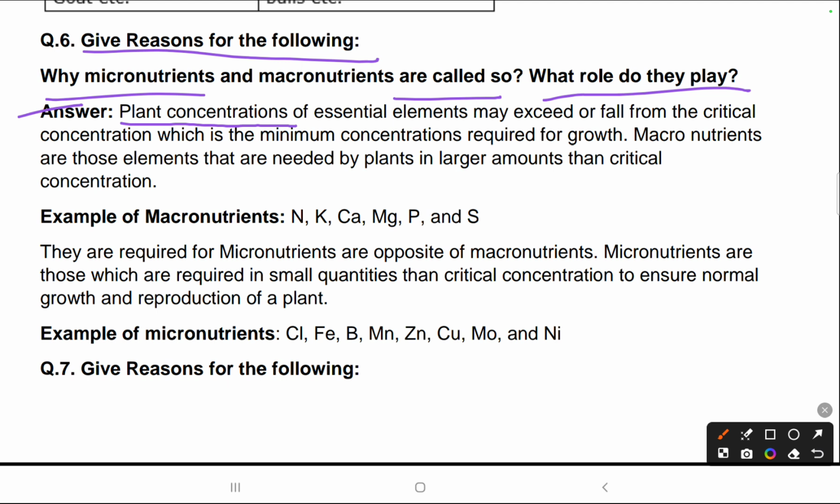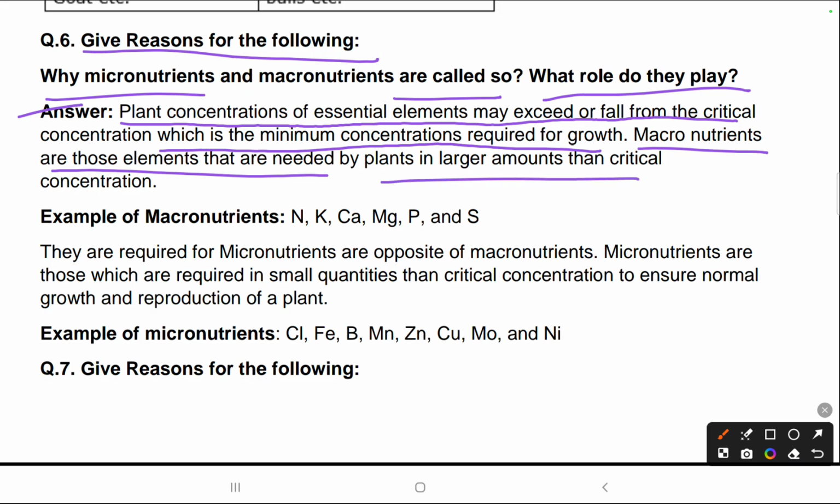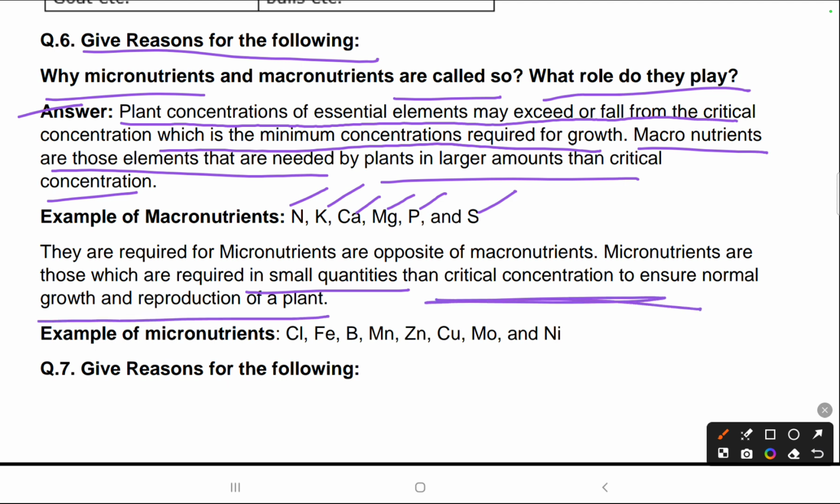Plant concentrations for essential elements may exceed or fall below the critical concentration, which is the minimum concentration required for growth. Macronutrients are those elements that are needed in plants in larger amounts than the critical concentration. Example: nitrogen, potassium, calcium, magnesium, phosphorus and sulfur. Micronutrients are the opposite of macronutrients. Micronutrients are those which are required in smaller quantities than the critical concentration to ensure normal growth and reproduction of plants. For example, chlorine, iron, boron, manganese, zinc, copper, molybdenum and nickel.